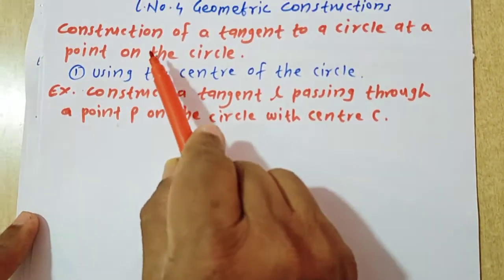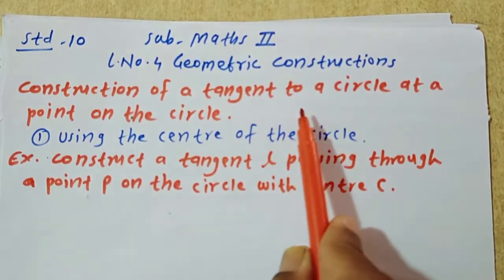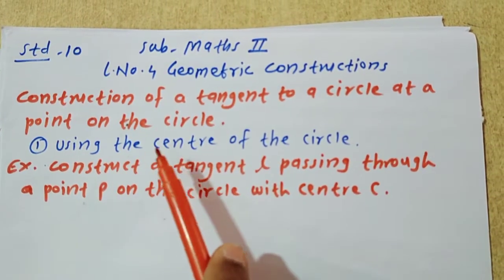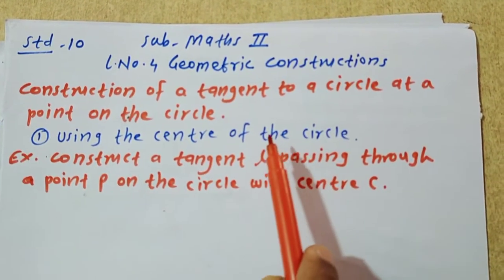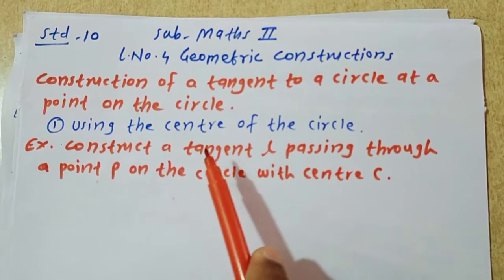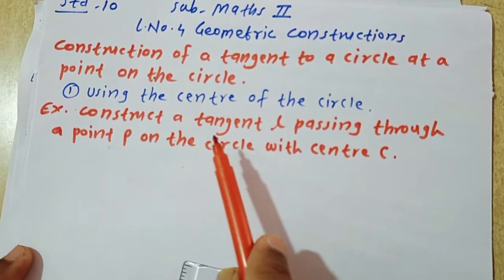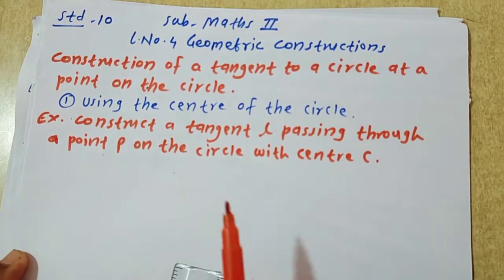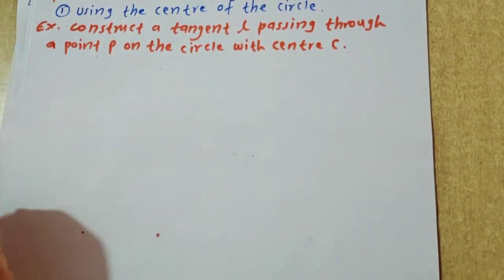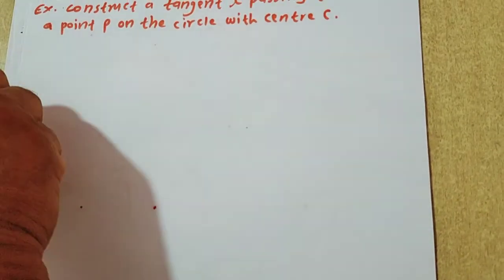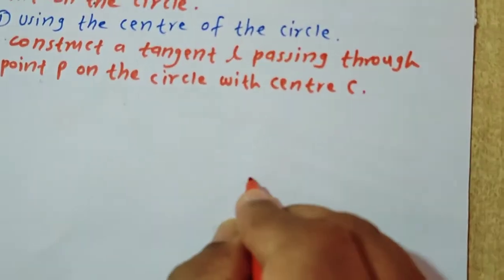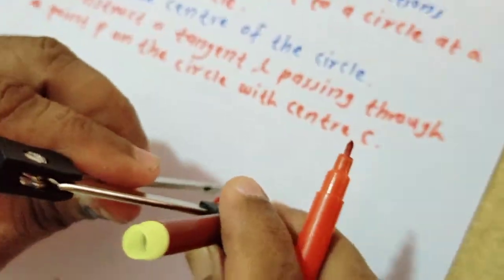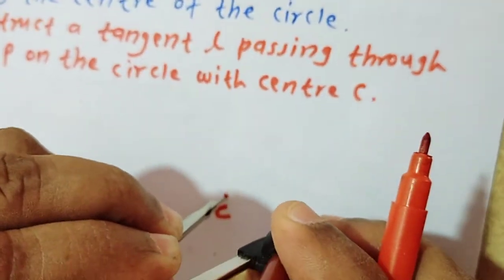Now see here, construction of a tangent to a circle at a point on the circle using the center of the circle. We have to construct the tangent line by using the center. Example: construct a tangent line L passing through a point P on the circle with center C. First we will draw a rough figure. Take center C. Now take any radius because the radius is not given.